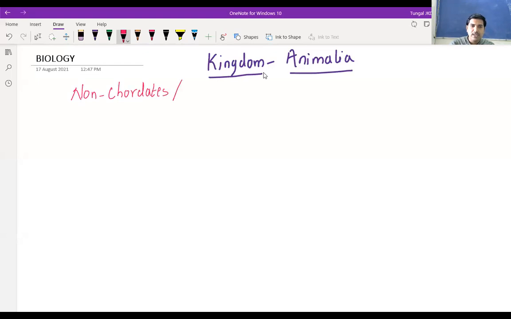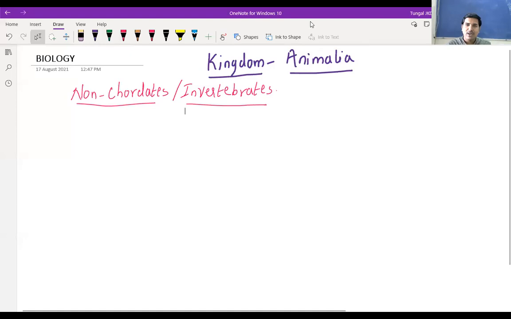Which is also called invertebrates. We call these non-chordates in the kingdom Animalia. And as we know, the basic difference between chordates and non-chordates.